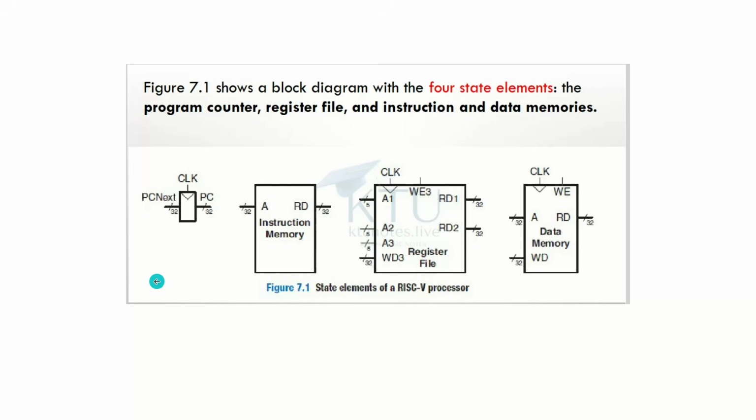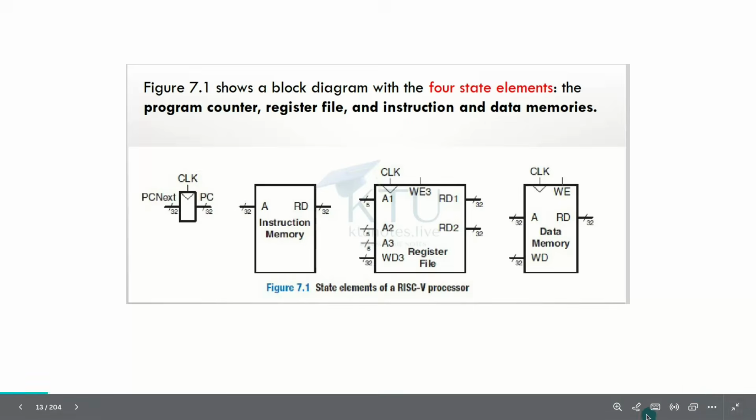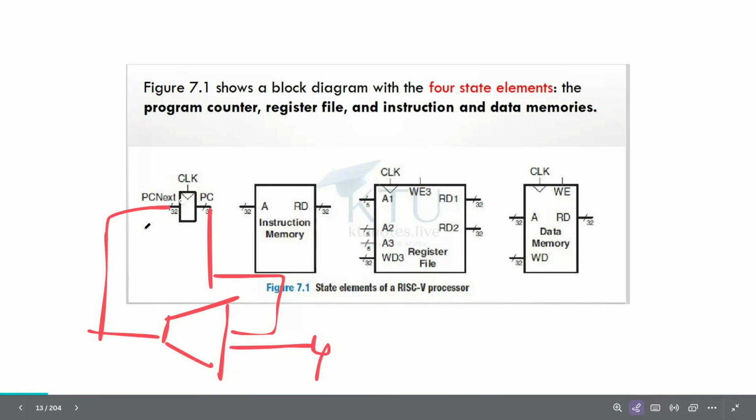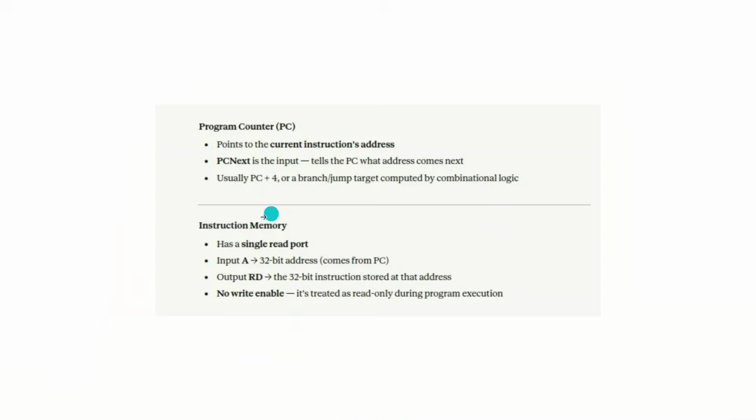Now the PC's next instruction is computed here. There would be a computation part that calculates the current address plus 4 in order to give the next instruction. That part we will discuss later; right now we are just discussing the state elements. Then you can see the instruction memory.